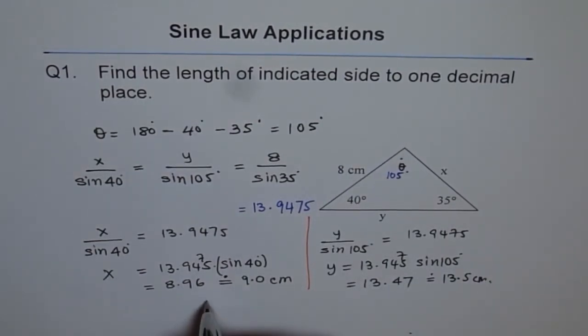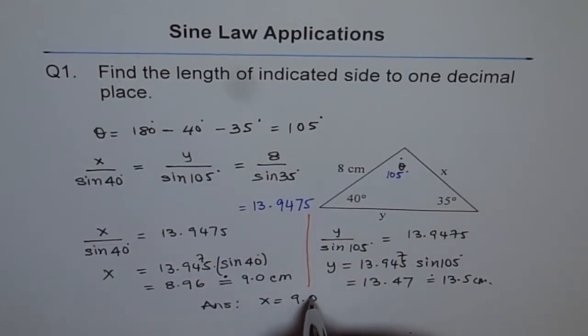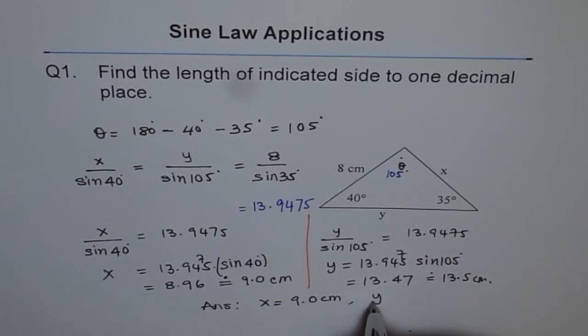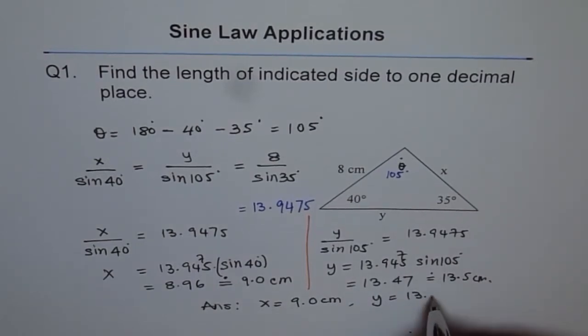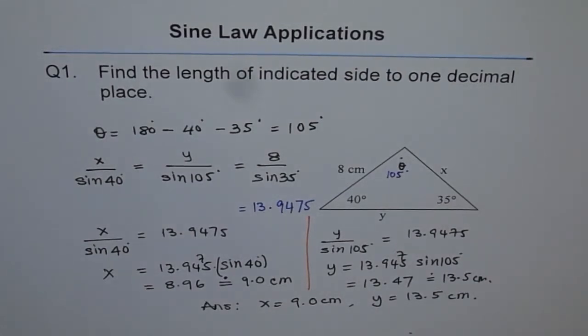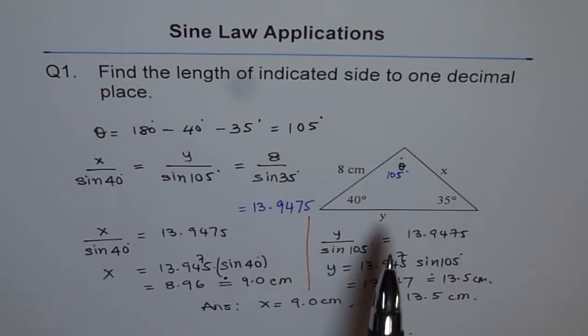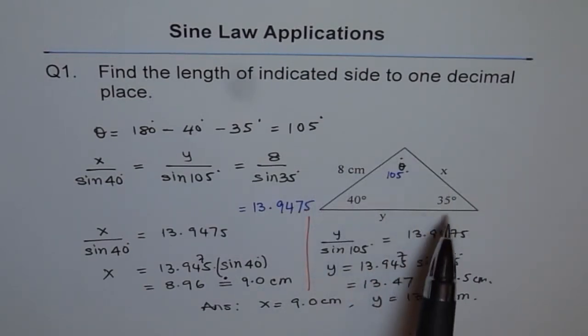And therefore we have our answer: x equals 9.0 centimeters and y equals 13.5 centimeters. That is how we are going to apply sine law. So we have solved the whole triangle. Solving a triangle really means finding all the sides and all the angles. That is what it means when we say solve a triangle: find all sides and all angles.